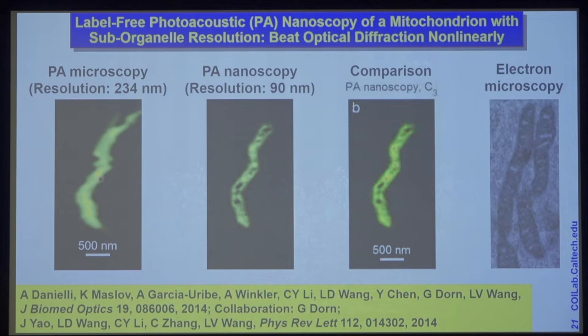But if you use nonlinear photoacoustics, we can push the resolution to 90 nanometers, which allows us to resolve some of the internal structures within mitochondria. And here's a comparison between the two. And that's an EM micrograph for comparison.